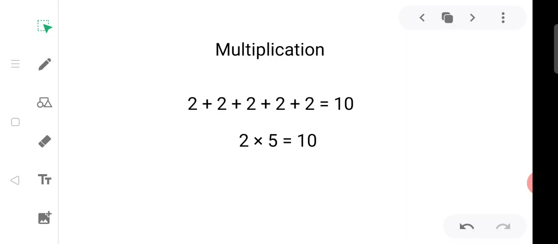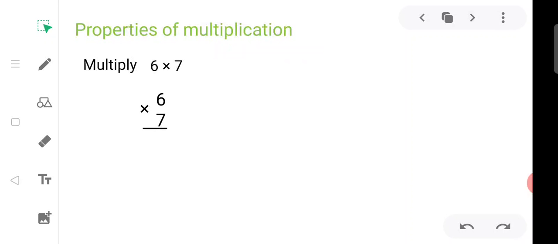Now before going to our topic, let me take some basics that you have already learned in the previous class. Now see here, multiply 6 by 7. Here 6 is a multiplicand. Multiplicand means a number which is to be multiplied by another number. And 7 is a multiplier. Multiplier means a number by which a given number is to be multiplied. 6 sevens are 42. 42 is a product.